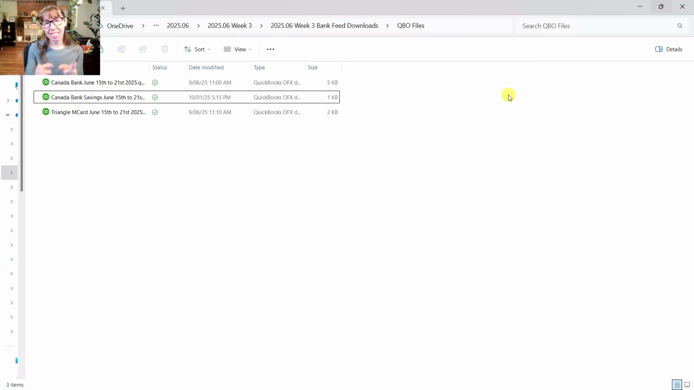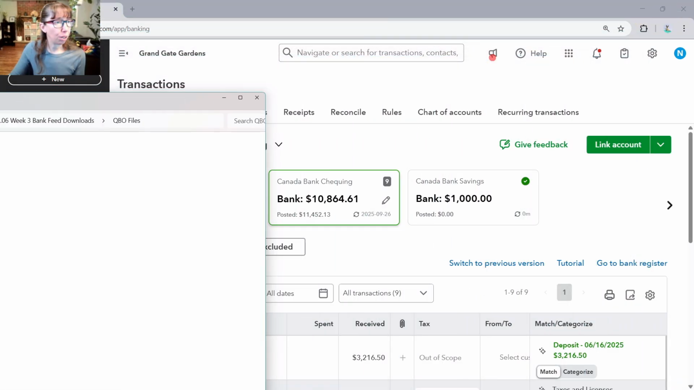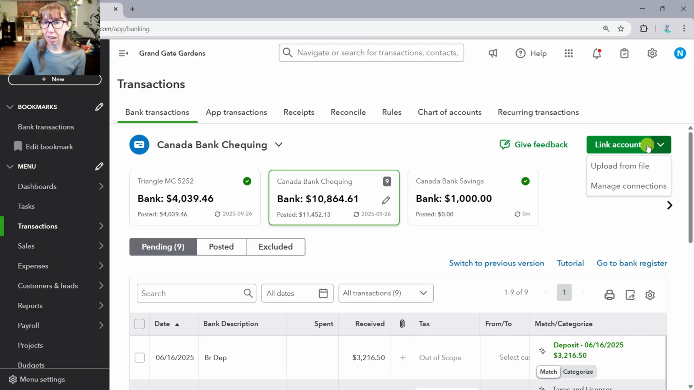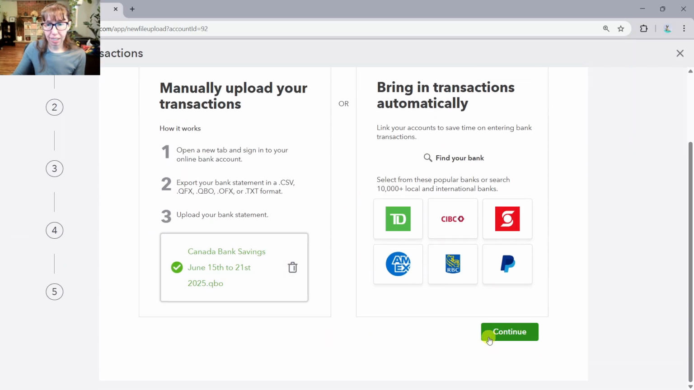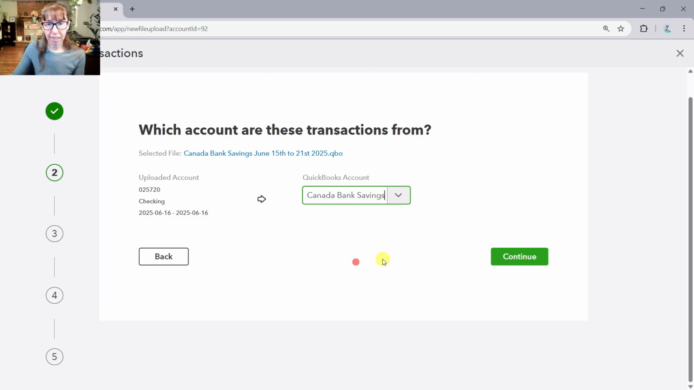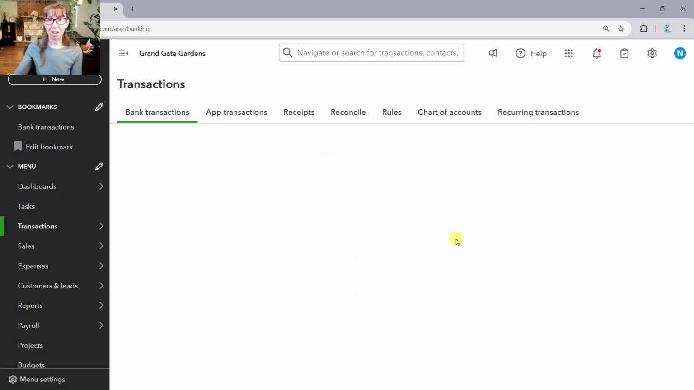So I just realized that the Canada Bank savings bank feed wasn't in the folder, so I'm just sneaking that in, and we're gonna add that right now. So I'm gonna come over here, we're gonna drop down, upload from file, bring over the savings feed, continue, put that to Canada Bank savings, and that is now in.